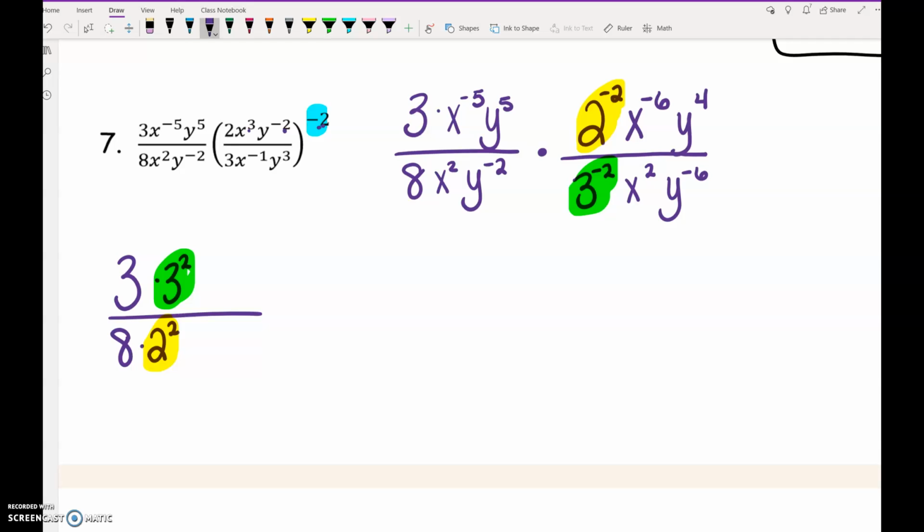Now I'm going to combine my x's. We've got x to the negative 5th, x to the negative 6th. Negative 5 plus negative 6 is negative 11. We've got y to the 5th and y to the 4th. That combines to give us y to the 9th. Do the same thing on the bottom. Combine your x's. X squared and x squared is x to the 4th. Y to the negative 2, y to the negative 6, y to the negative 8.